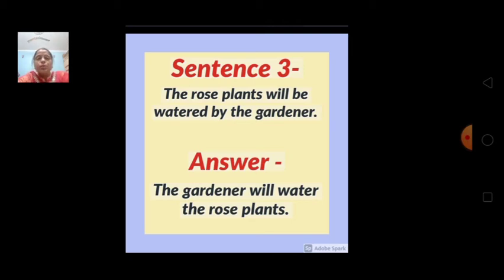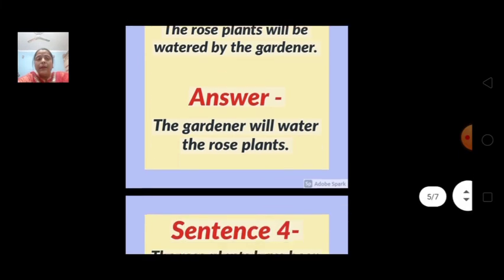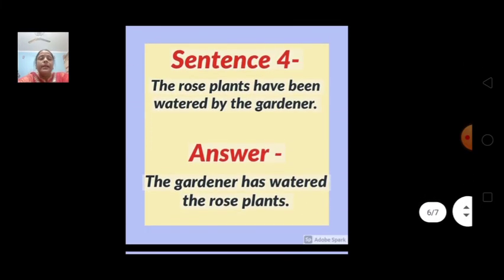In the tense rules, we have already studied that simple future tense in passive voice will be plus third form. So while changing it into active voice, the doer will come first, the gardener, then the helping verb will and the main verb water. After that, the receiver, the rose plants. We will remove be and by.